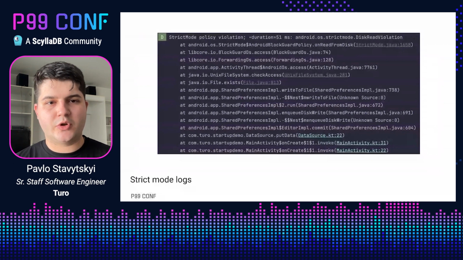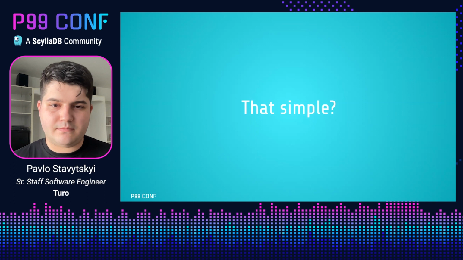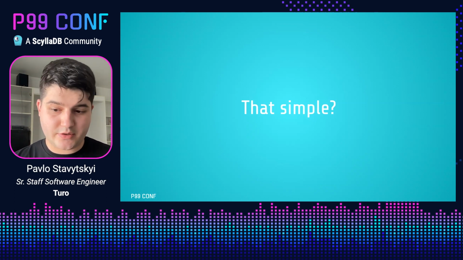And when some violation happens, you will see logs, and you will see a StrictMode policy violation. You will see the duration, how much it takes, and which policy exactly was violated. In this case, it's a disk read violation. And also, it's pretty convenient that you will see a link to the line of code which is causing that, which makes it easy to fix. And yeah, it looks pretty simple, right? You just need to go through logs, check every instance of a violation and make a fix. However, sometimes there are edge cases which are not as straightforward as in general, right?